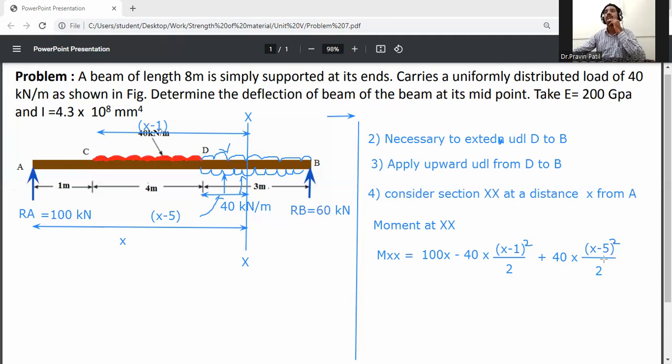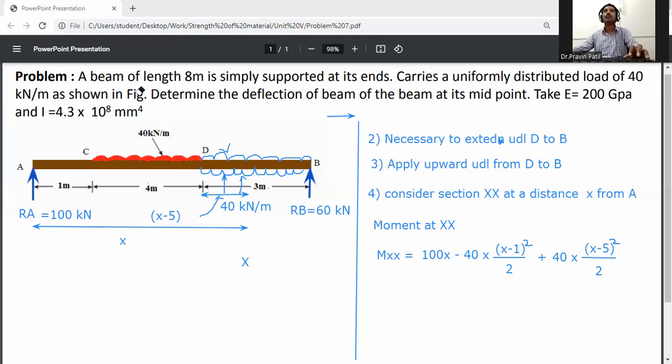So x minus 5 into x minus 5 by 2 gives (x minus 5) squared divided by 2. Similarly for this one also: 40 into x minus 1. It is acting at the center of this, so this distance will be x minus 1 divided by 2. So x minus 1 into x minus 1 divided by 2 gives (x minus 1) squared divided by 2. This is the moment at XX.